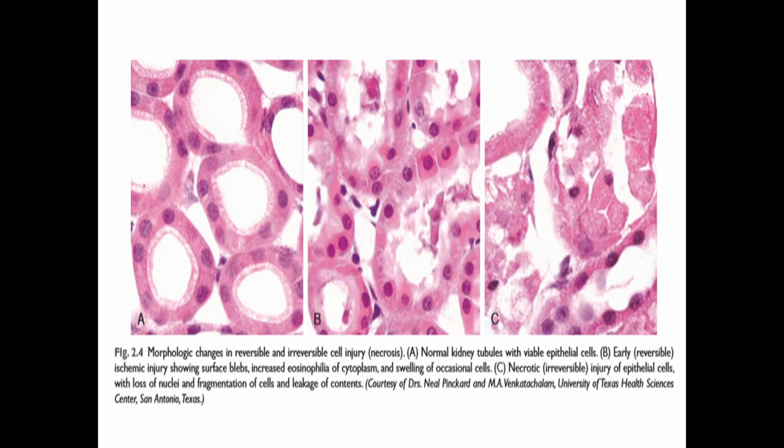B, early reversible ischemic injury showing surface blebbing. Here the cells started to have swelling and increased eosinophilic cytoplasm; the eosinophilia of the cytoplasm starts to increase, and there is swelling of occasional cells. Some cells have swelling, and some have an increase in eosinophilia. This is the early stage of cell injury, which is the reversible stage.